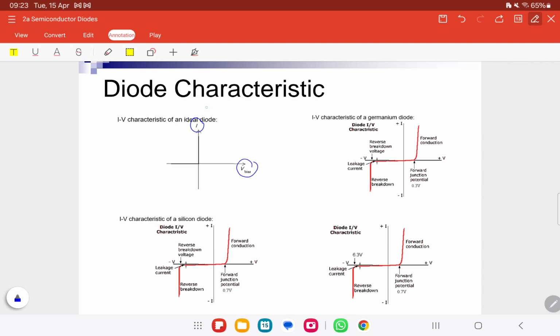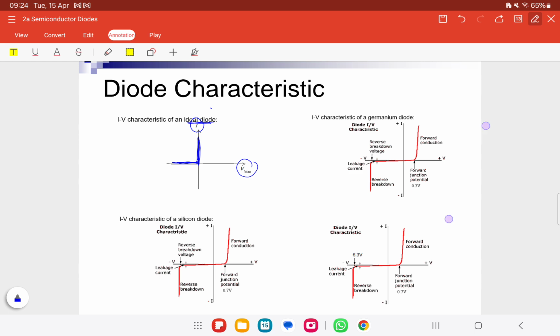This is for the ideal diode, I versus V. For the ideal diode, the line is on the origin for I and also on the origin for V. But in practice there is no such ideal diode. It must have a value. There is actually no ideal diode.